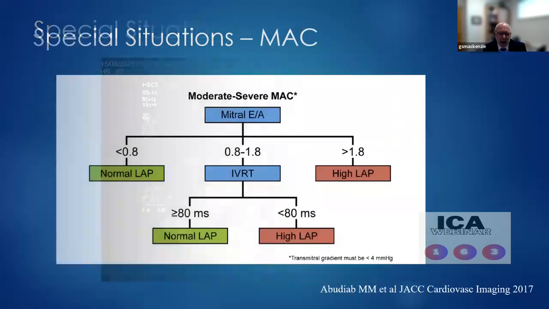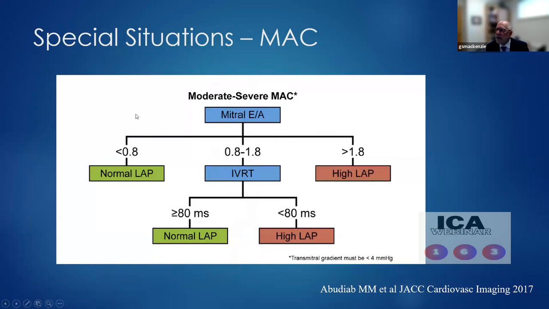Well, Abadiab, publishing in JACC Cardiovascular Imaging in 2017, suggested using this approach, and they validated this in a number of patients. So if you have moderate to severe mitral annular calcification, they suggest using the E to A ratio initially. If it's less than 0.8, you have normal left atrial pressure. If it's greater than 1.8, your left atrial pressure is high. And everybody else in between, you need to measure the isovolumic relaxation time. Now, if that is very short and less than 80 milliseconds, you have high left atrial pressure. If it's greater than 80, it's considered to be normal.